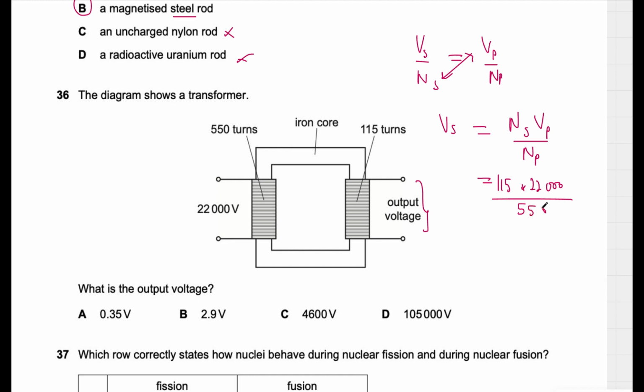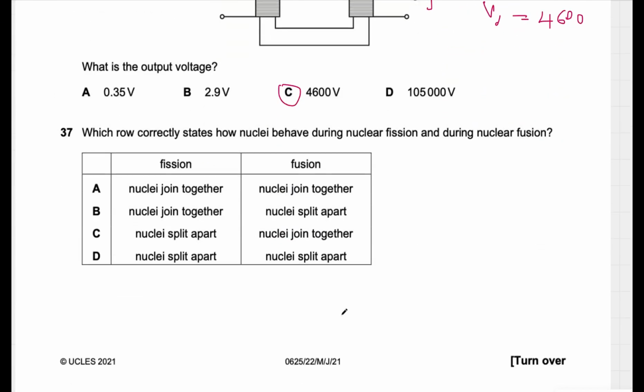You get 4,600 volts. Question 36, right? 4,600 volts. So our Vs is equal to 4,600. This is how to use the transformer equation to carry out any calculation. So our answer is C. We move to question 37.